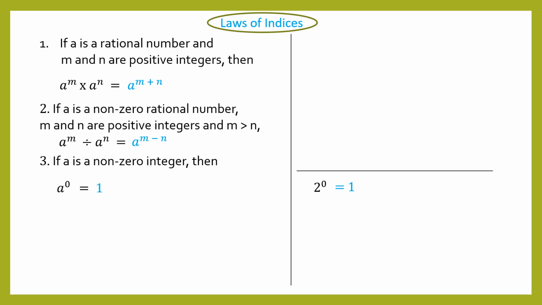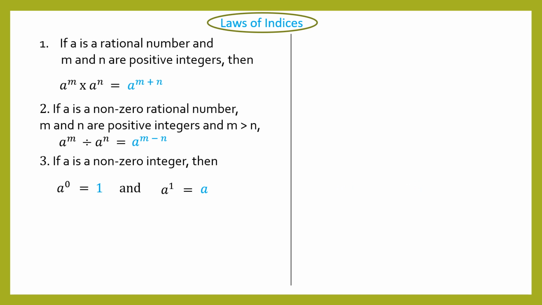Next example, let's see the next law. A raised to 1 is equal to. So in example, we can take 2 raised to 1. 2 raised to 1 is 2. So any number raised to power 1 will be the same number. So similarly, the law becomes a raised to 1 is equal to a.